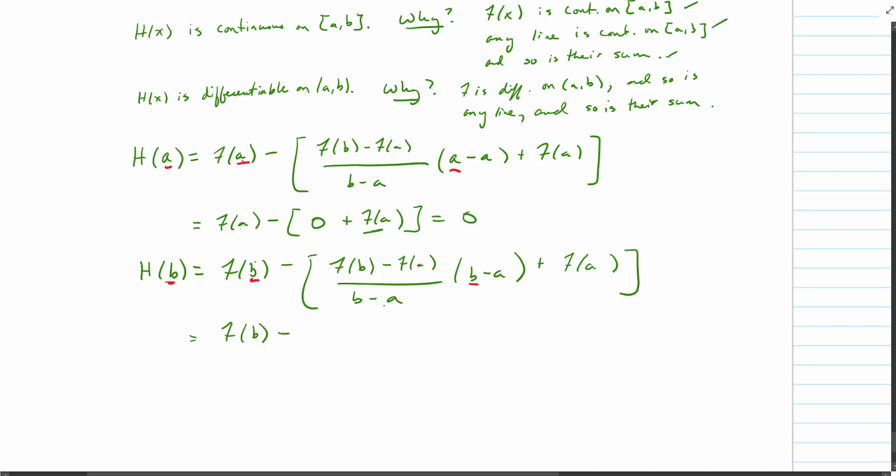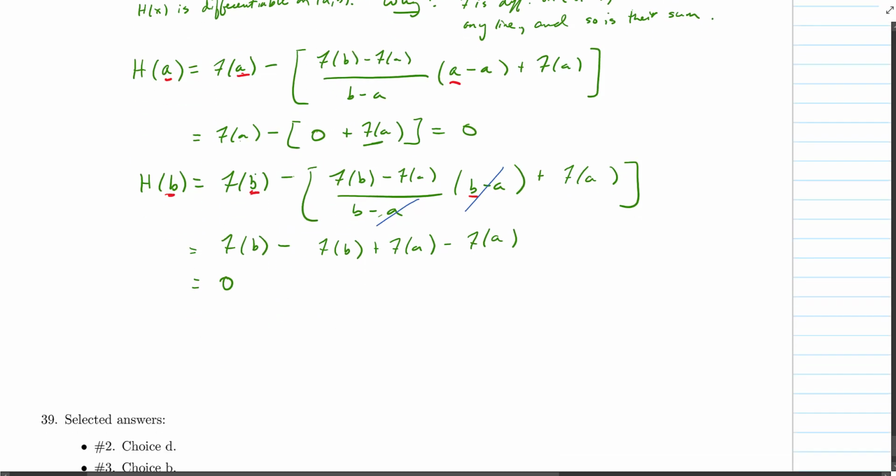Notice here I could cancel out these two factors. Let's cancel them out. Boom. And we're left with minus f of b. And then if I distribute this negative through, that gives me a plus f of a. And if I distribute this negative through to the second sign, we get minus f of a. And look what happens. We've got f of b minus f of b plus f of a minus f of a, and it again zeroes out. That's pretty interesting.